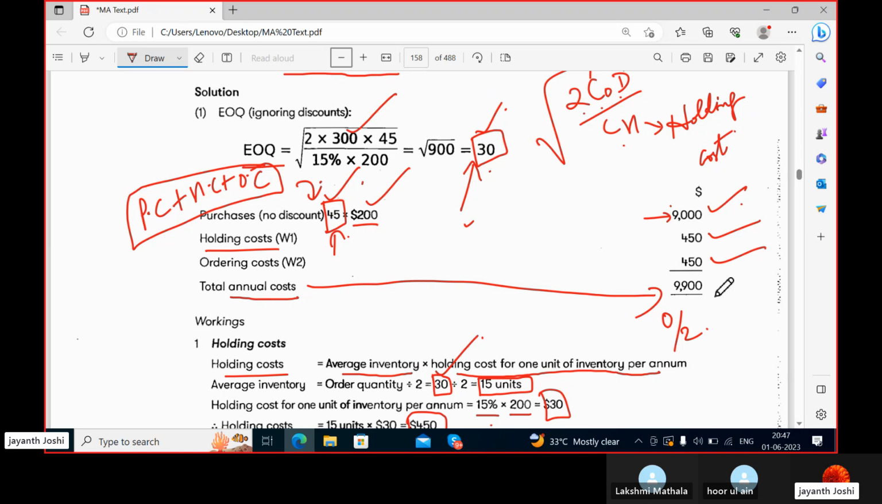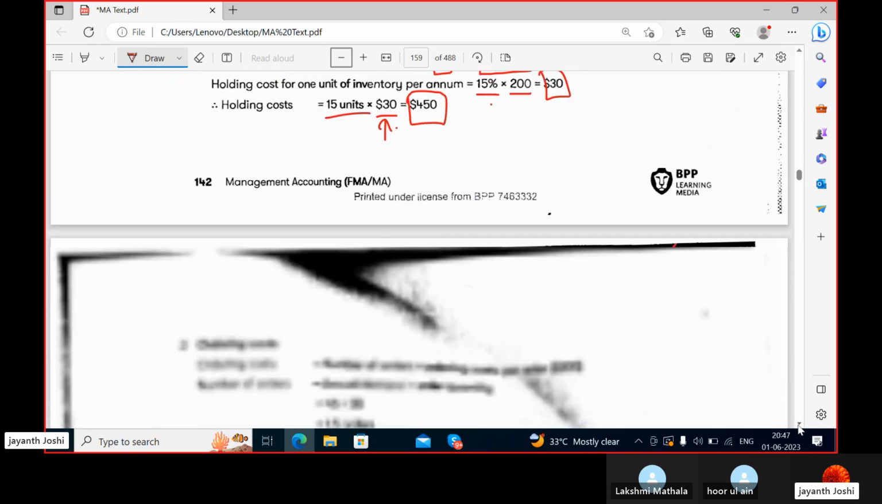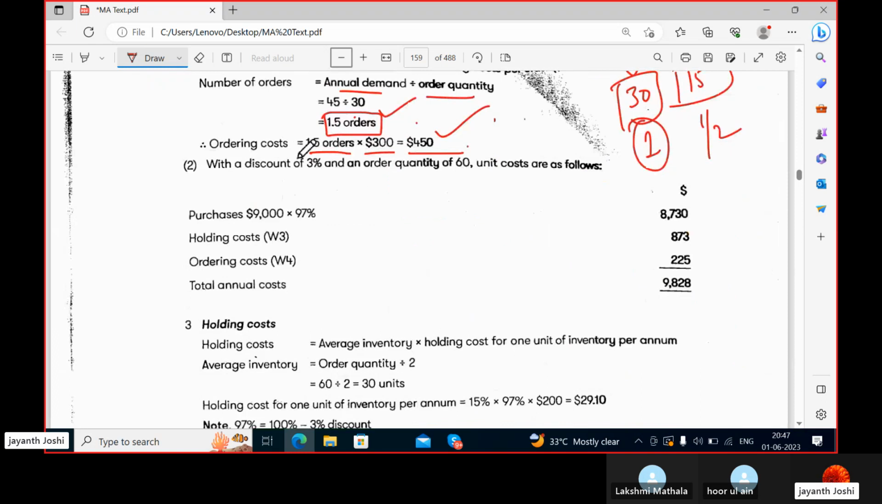Okay. Now let's target the second one. So the second scenario is that we are going to avail a discount of 3% when we want to maintain our ordering quantity at 60. Okay, when we want to maintain our ordering quantity at 60. Now, please try to understand, this is very crucial.